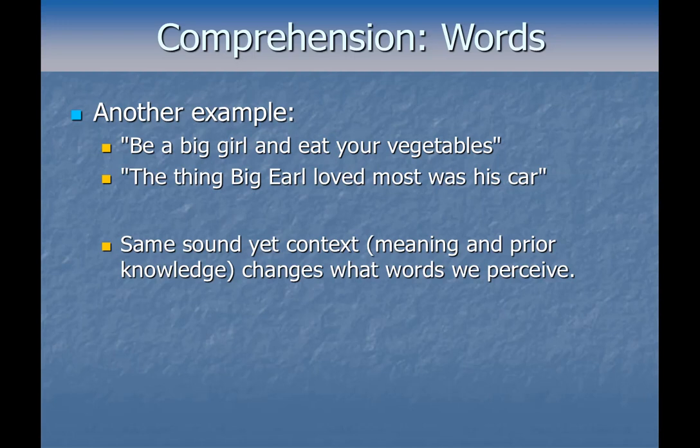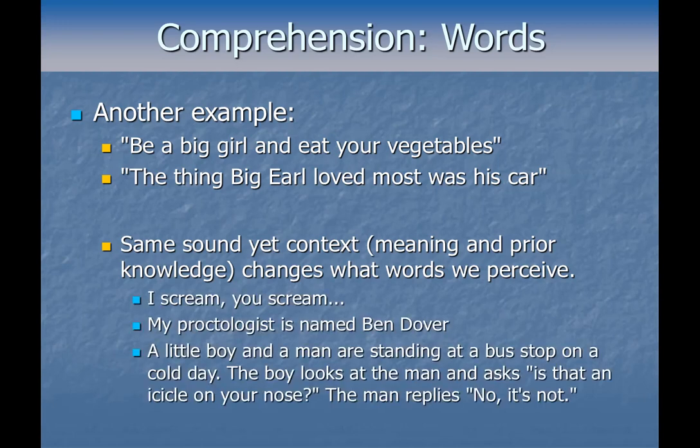So the same sound, yet having different context, right? The meaning, the prior knowledge, things like that will change what words we actually perceive in the speech signal. Like the familiar "I scream, you scream, we all scream for ice cream," right? I scream and the food ice cream. So screaming versus the food ice cream. Those sound the same. We pronounce them basically the same, and yet that's why the rhyme is so fun for kids, it's referring to two different things. Our brain is able to pick up the difference.